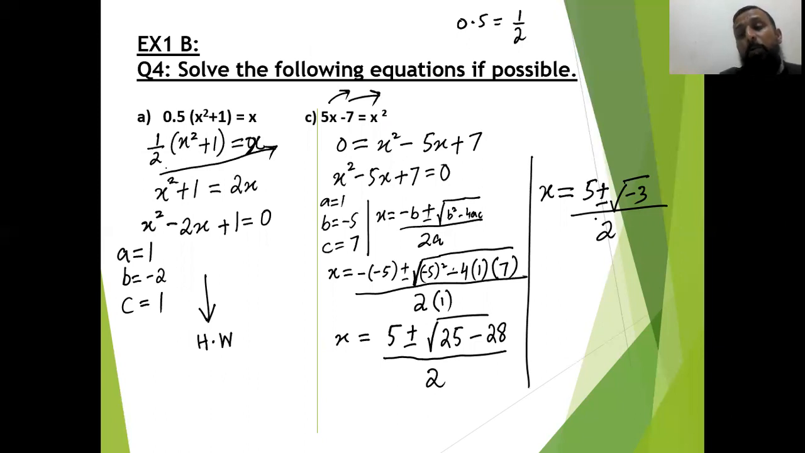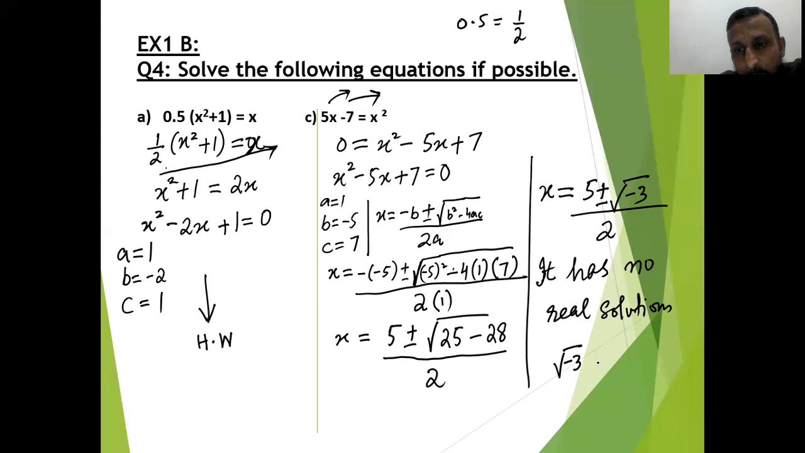So even if you try to use your calculator to find the square root of negative 3, you will not get any answer. Even your calculator will give you an error there. So in this case, what are you going to write? You're going to write it has no real solutions. Why? Because this is not possible.